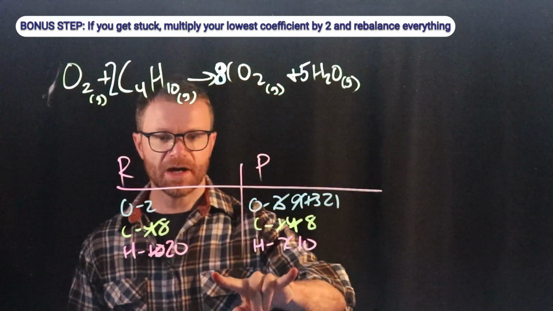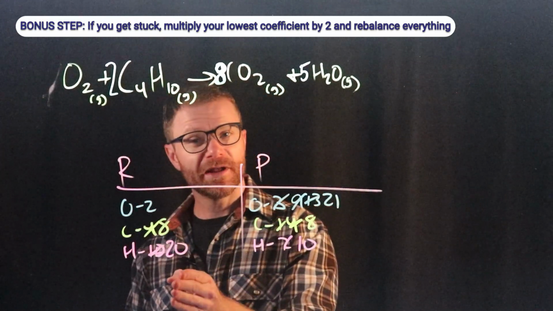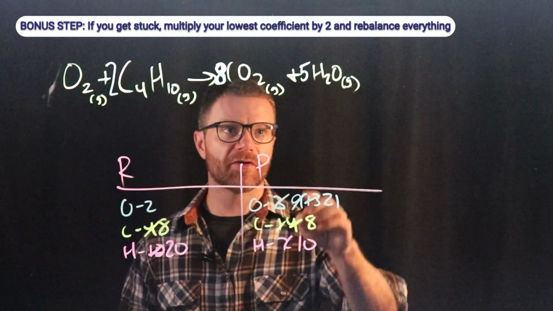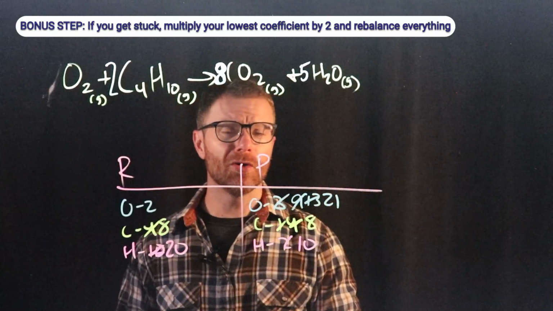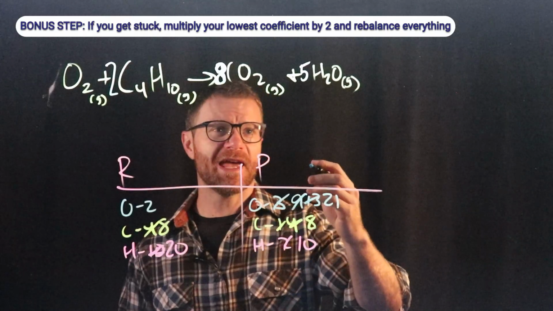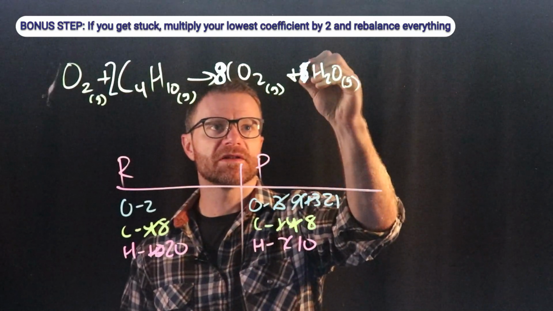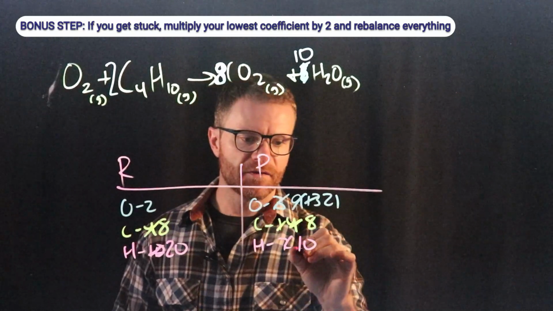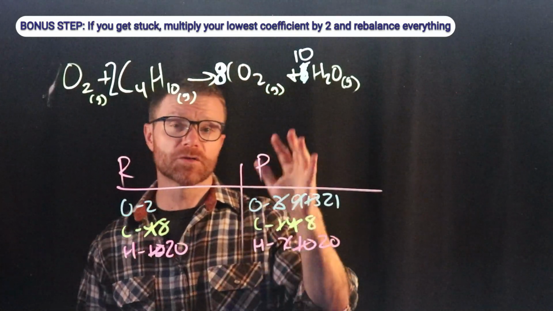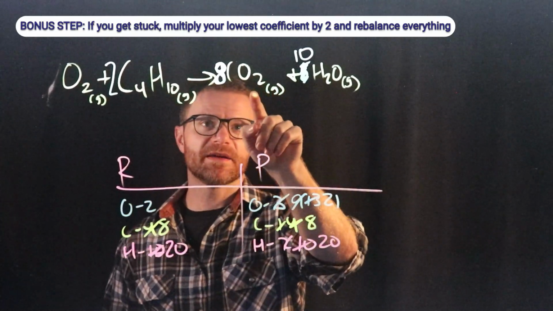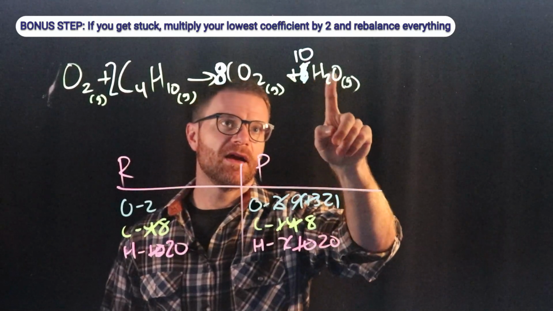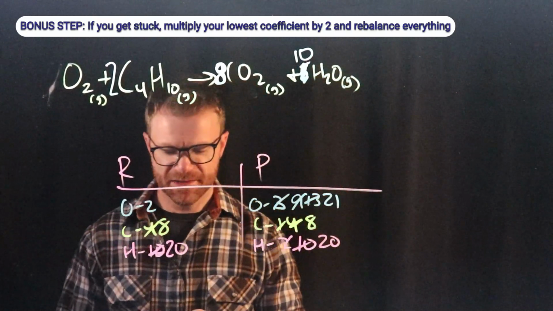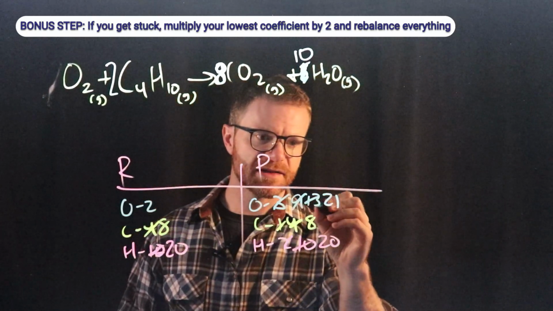We still need to balance our hydrogens. So we have 20 in our reactants. We need to have 20 in our products. How many H2Os to get 20? Well, 10 times 2 is going to be 20. So let's replace that 5 with a 10. And now we're going to have 20 hydrogens. Let's recount our oxygens. 8 times 2 is 16. 10 times 1 is 10. 16 plus 10 is 26.